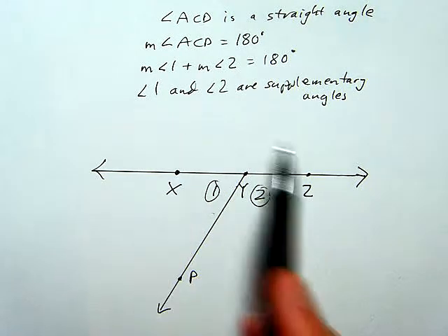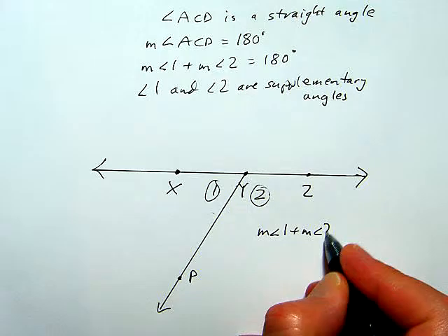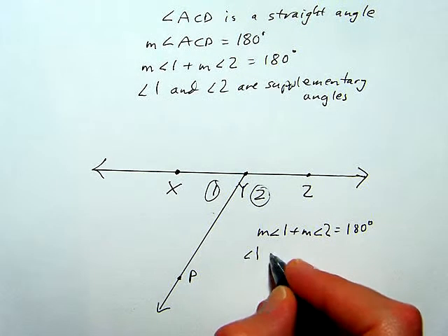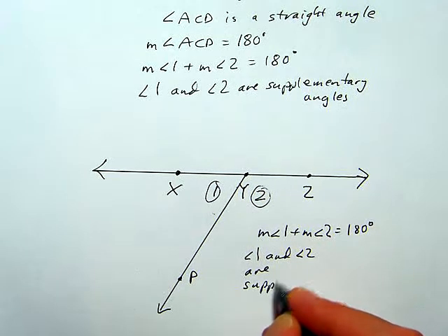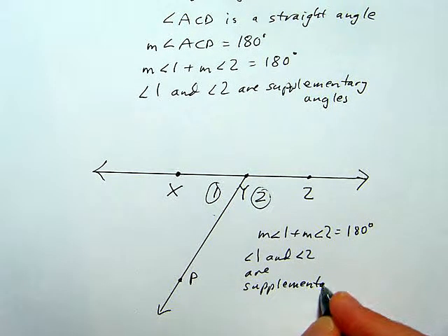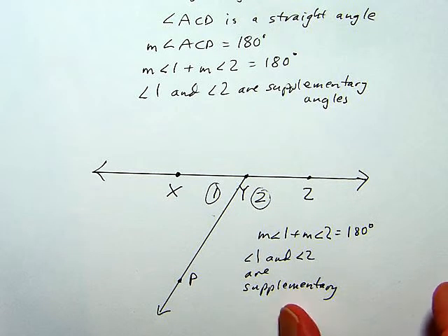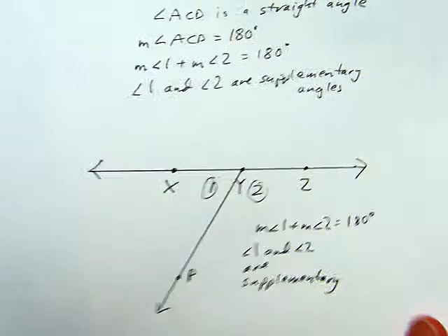Again, it's true that the measure of angle 1 plus the measure of angle 2 is equal to 180 degrees, or that angle 1 and angle 2 are supplementary. Okay, so these are some ways in which we can divide 180 degrees into 2 angles which are supplementary. Let's look at a similar but related problem.